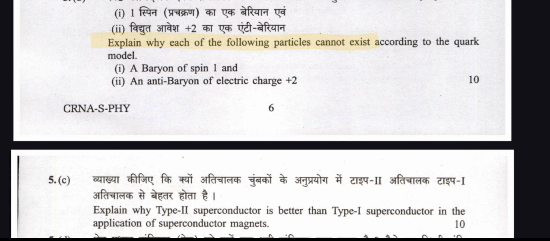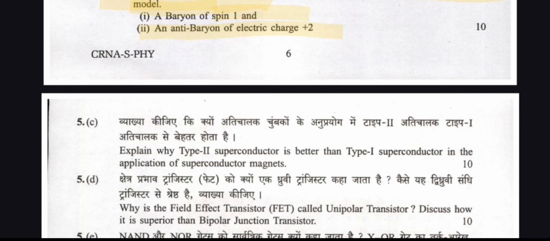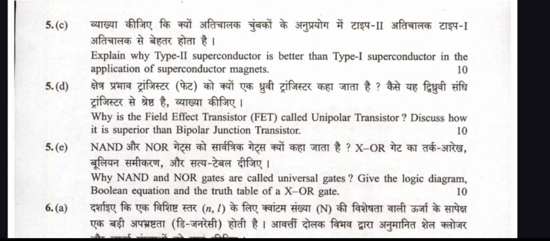And question number 5b. Explain why each of the following particles cannot exist according to the quark model: a baryon of spin 1 and an antibaryon of electric charge plus 2. And explain why a type 2 superconductor is better than a type 1 superconductor in the application of superconducting magnets. So this is very easy.